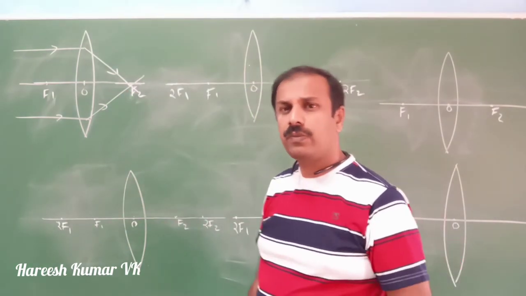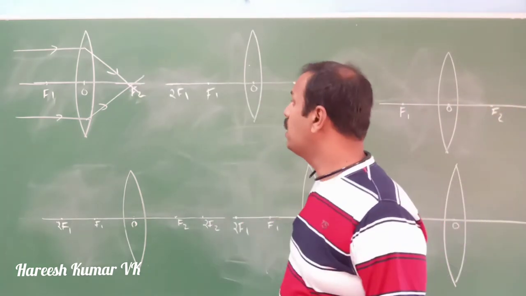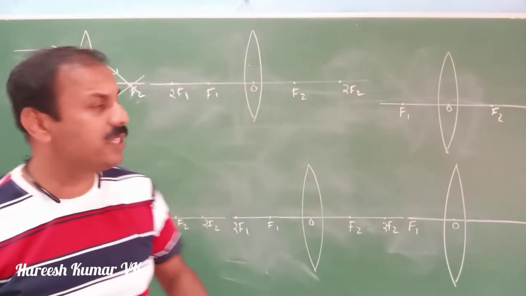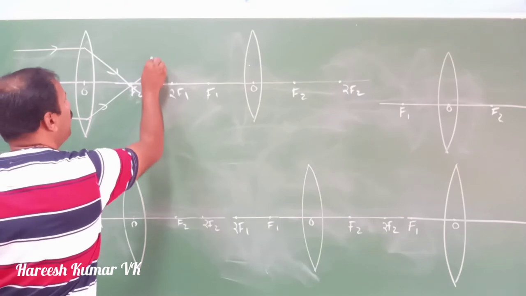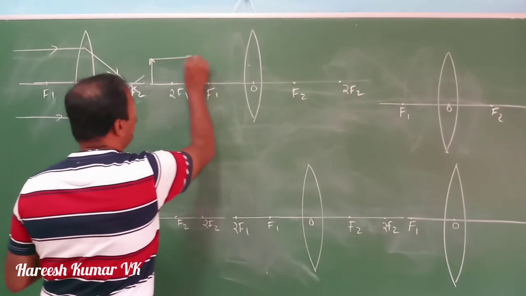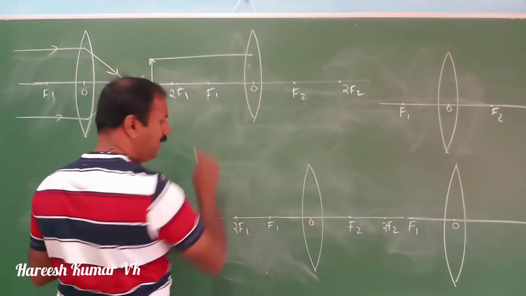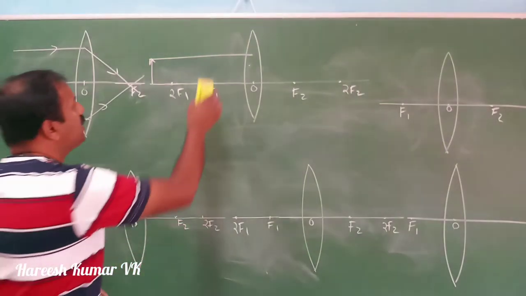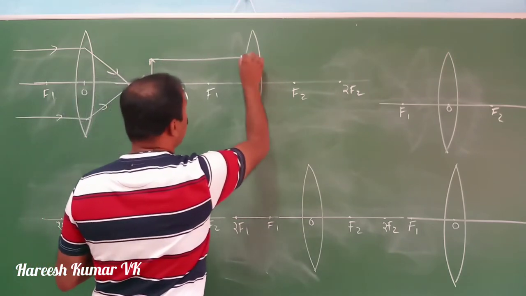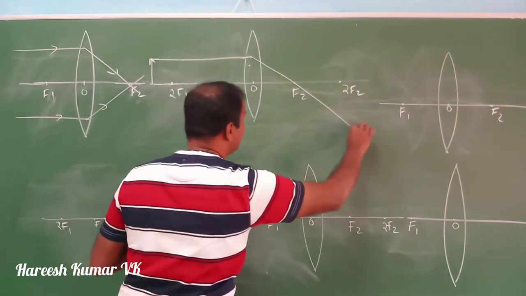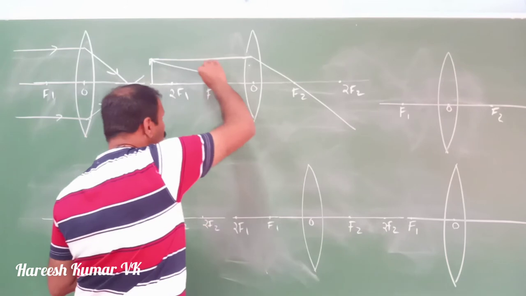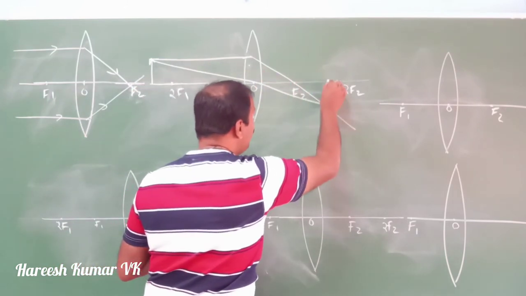Now the second case, it is not at infinity but still far away, so it is beyond 2F. If the object is beyond 2F, we can take different types of rays. I am taking one ray which is moving parallel to the principal axis. The ray coming parallel to the principal axis will pass through the focus like this. And we can take another easy ray which is coming through the optic center. It will go like this. So the image is formed here.